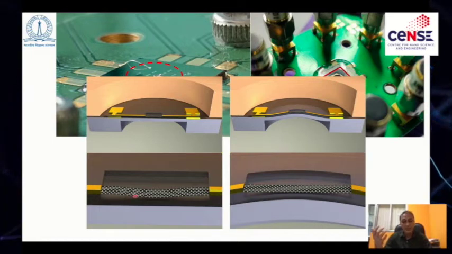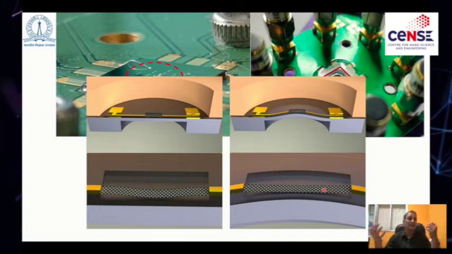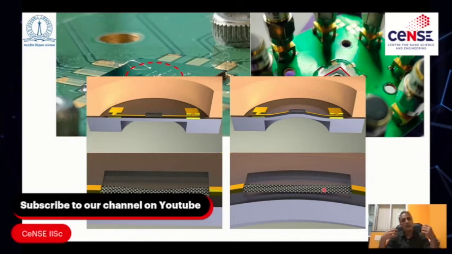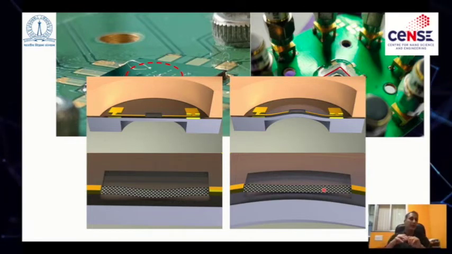Initially it was slack like this. Now because you're bending it, there's tension. The frequency of this device is changing. And with this very simple kind of setup, we can detect one part in 10 raised to 7 changes in strain. So for example, you can detect a displacement or stretching of, say, less than a nanometer over 10 microns of device.